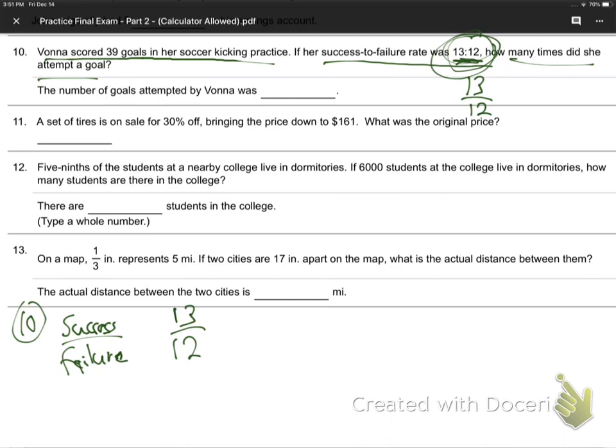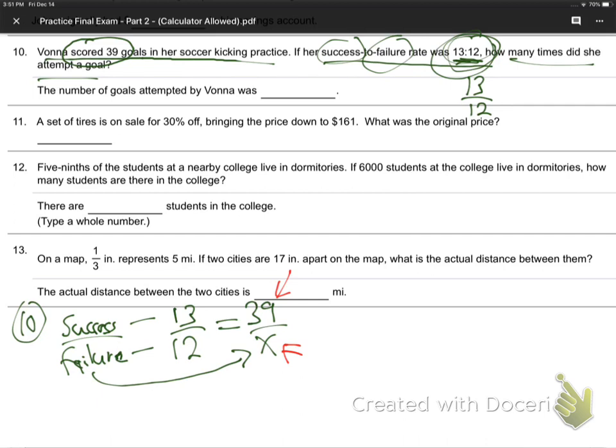Notice carefully the words: success to failure. So 13 successes for every 12 failures. That's equal to, now what does it say? She scored 39. That's success, so 39 success over x. Now, careful: when we solve that equation for x, what's x going to be? Look where x is sitting. Failures. So when we get our answer for x, it'll be failures. She made 39 goals. X will tell us how many she missed, how many she failed to make.